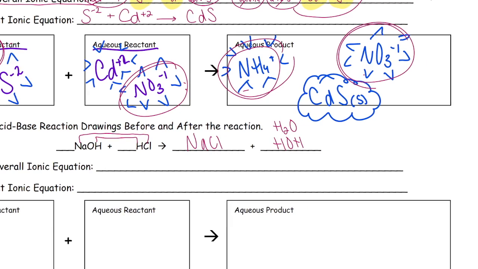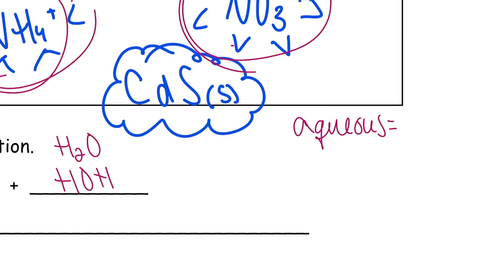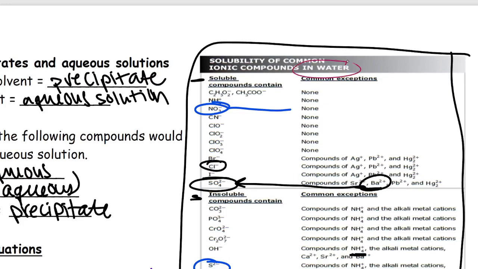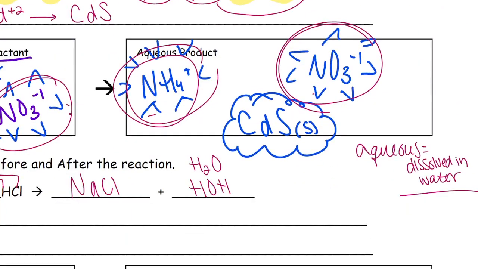Do you remember that? If something is aqueous, it means what? Dissolved in water, yes. So if something is aqueous, that means it is dissolved in water. So if it's soluble according to this, because this is talking about solubility in water, it's going to be in the aqueous state. Our other options for states of matter are solid, liquid, and gas. So you can be solid, liquid, gas, or aqueous.